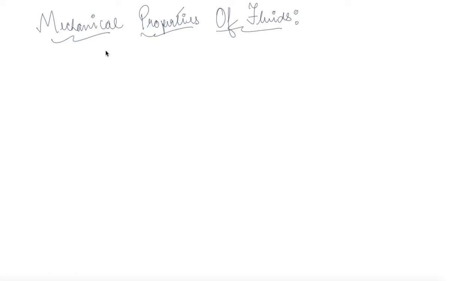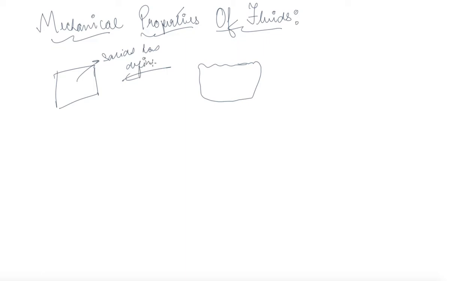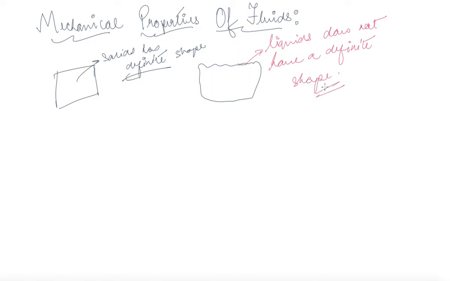So welcome to this starting chapter of mechanical properties of fluids. Now the basic difference between fluids and all the rest of the solids, if this is solid, this is fluid, is that solids have a definite shape, whereas liquids do not have a definite shape. Okay, so this is what we know of liquids and solids.